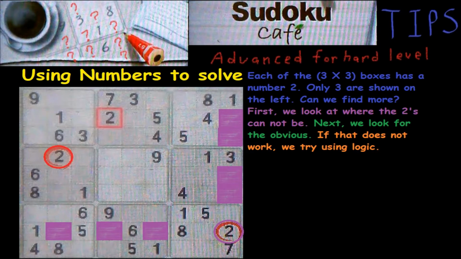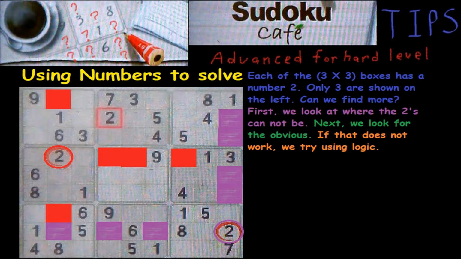So let's take a look at this 2 right here highlighted in red. And we can do the same thing. We can eliminate the boxes. We'll eliminate those in red. Can't have a 2 there. Can't have a 2 there. And, of course, can't have a 2 in those spots.